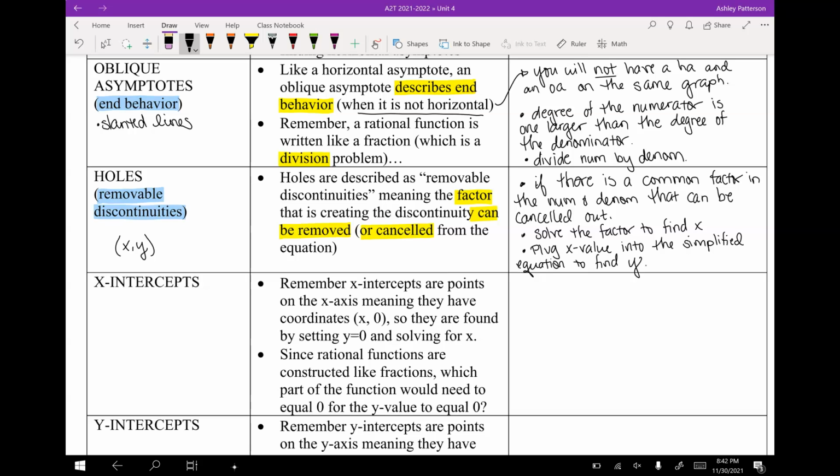And we'll do examples of all of this. So right now what we're doing is we're organizing our chart for us to refer back to when we're on our own and we're practicing finding the characteristics.